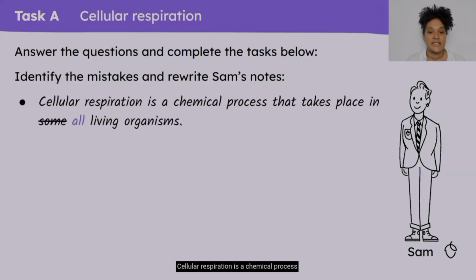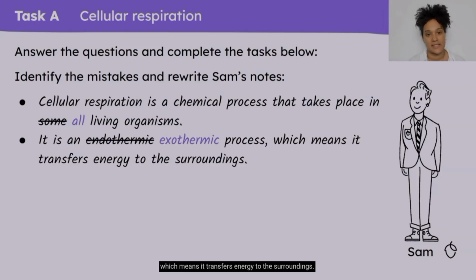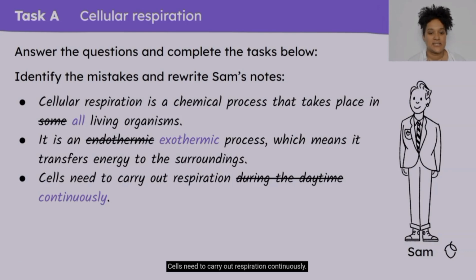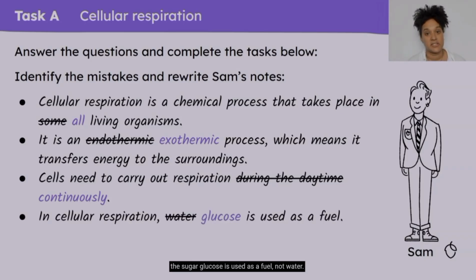Cellular respiration is a chemical process that takes place in all living organisms, not some living organisms. It's an essential life process, happens in all living organisms, bacteria, elephants, fungi, all of them. It is an exothermic process, which means it transfers energy to the surroundings. Cells need to carry out respiration continuously, all the time, not just during the daytime, not just during the nighttime, constantly. In cellular respiration, glucose, the sugar glucose, is used as a fuel, not water.